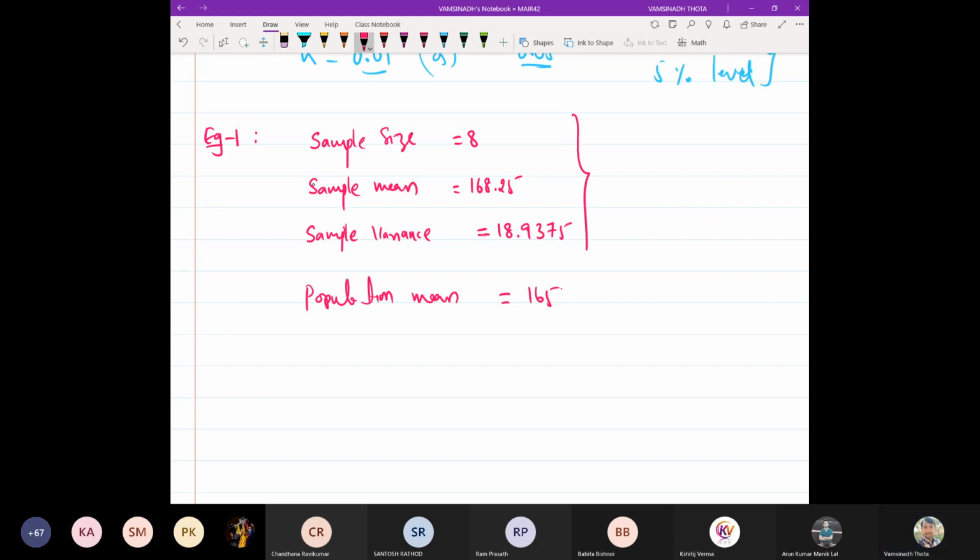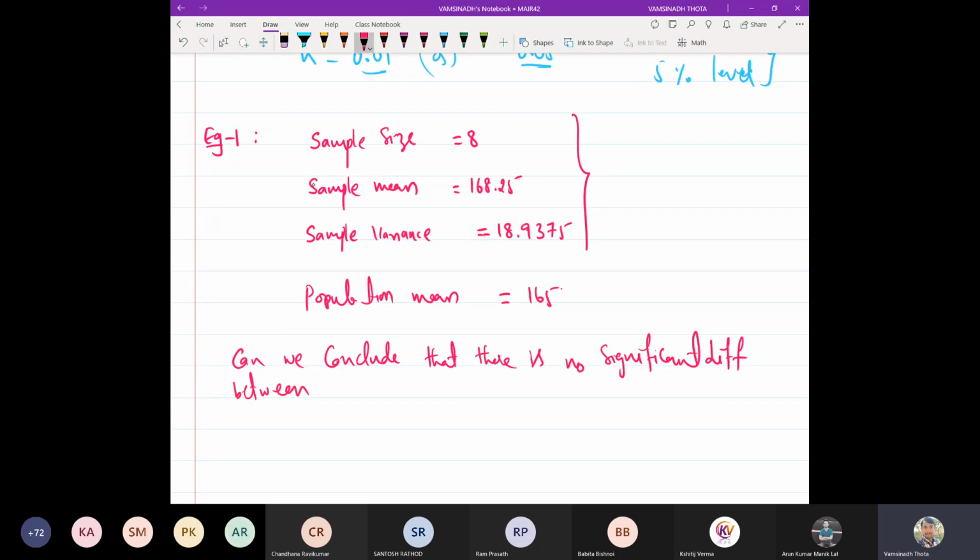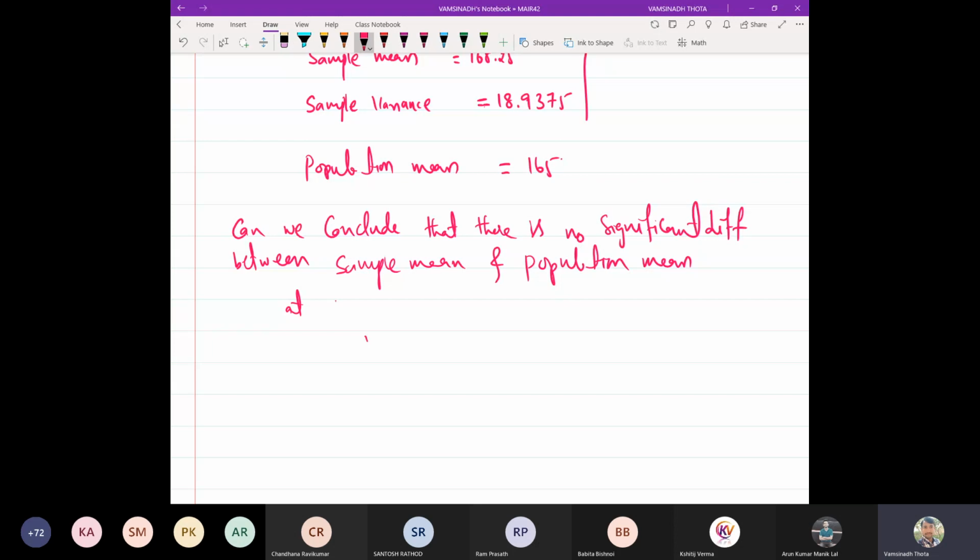Now the question is, can we conclude that there is no significant difference between the sample mean and the population mean at 5% level of significance? That is given to us.